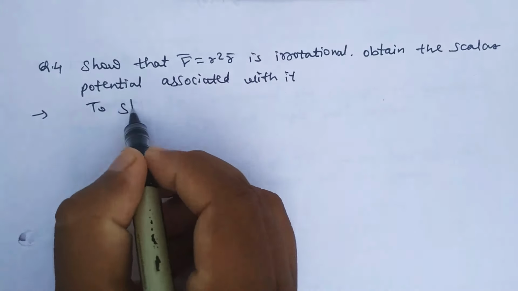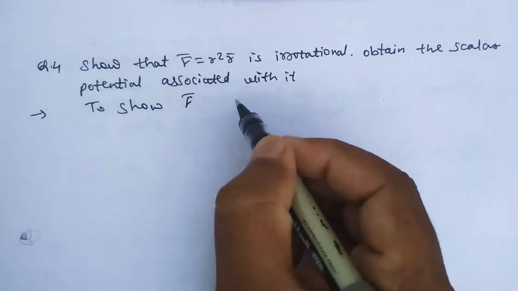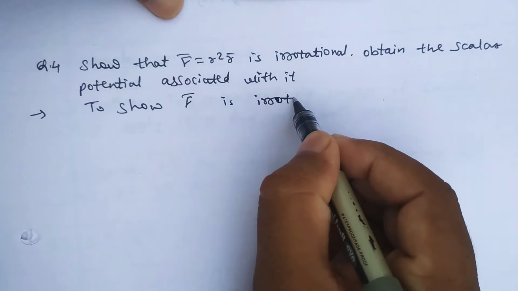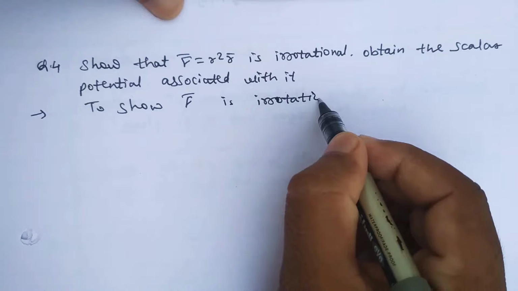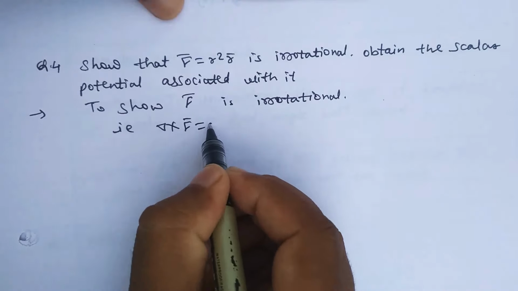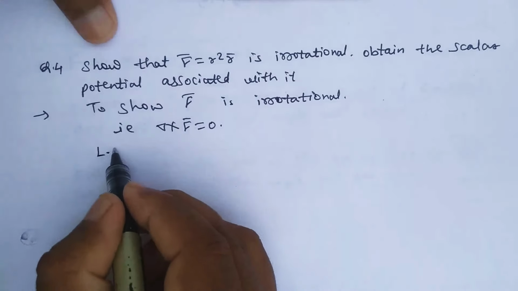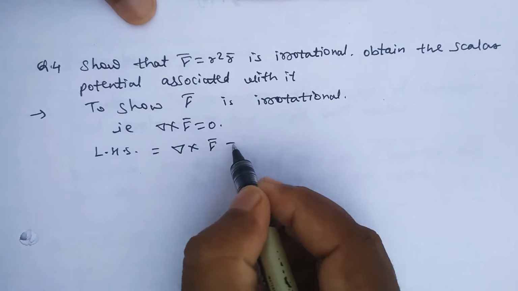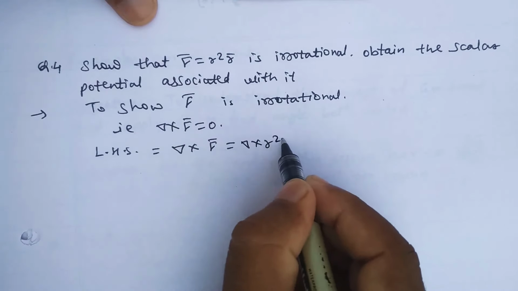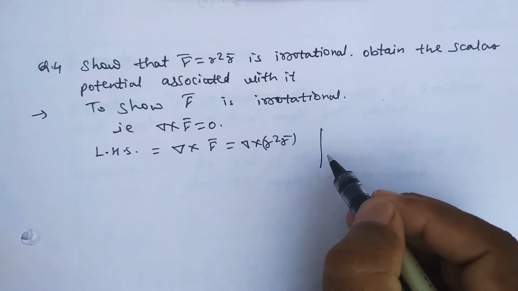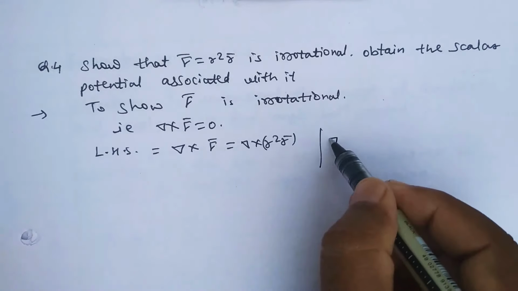To show f bar is irrotational, that is to show del cross f bar is equal to 0. So consider LHS. LHS is equal to del cross f bar. This is equal to del cross r square into r bar. So see here, we have to use the vector identity del cross.